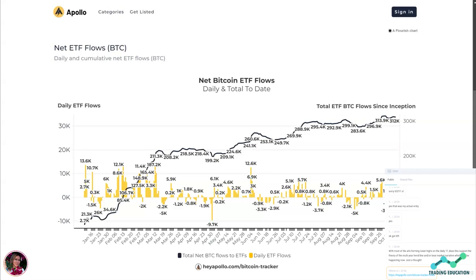Now let's do some demonstrations. Which one should we start with? Let's do outflows. This one sticks out. Okay, May 1st. I just clicked on it. You should see it in black now. May 1st, daily ETF flows, negative 9.7K. So 9,700 outflows. Let's see what happened on the charts.